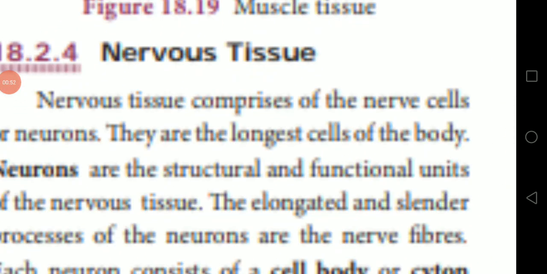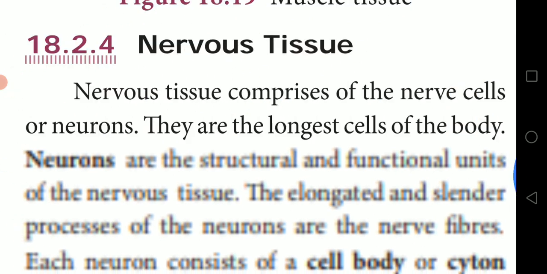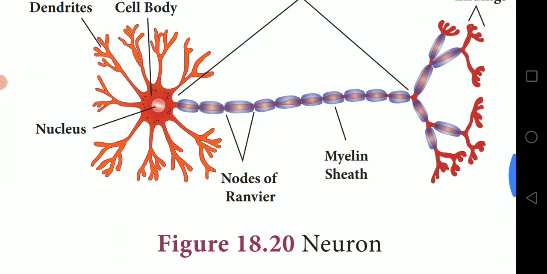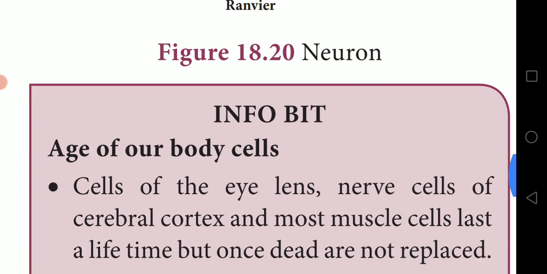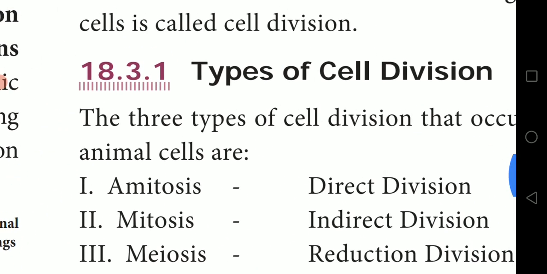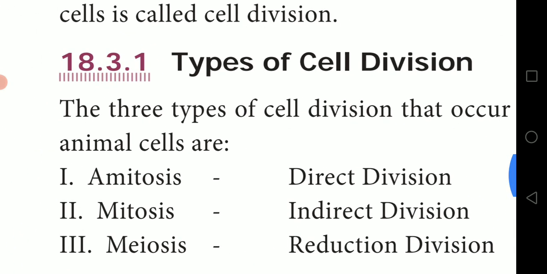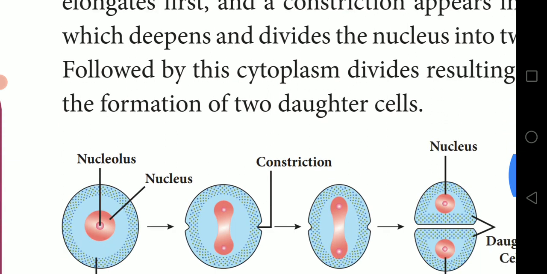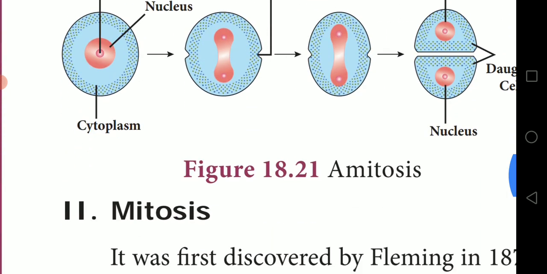In the last video class we have seen nervous tissues, the explanations of the basic structural and functional unit of the nervous system, the neuron, and also the information bits. We have started types of cell divisions. So we have completed amitosis. Here these explanations we have seen.